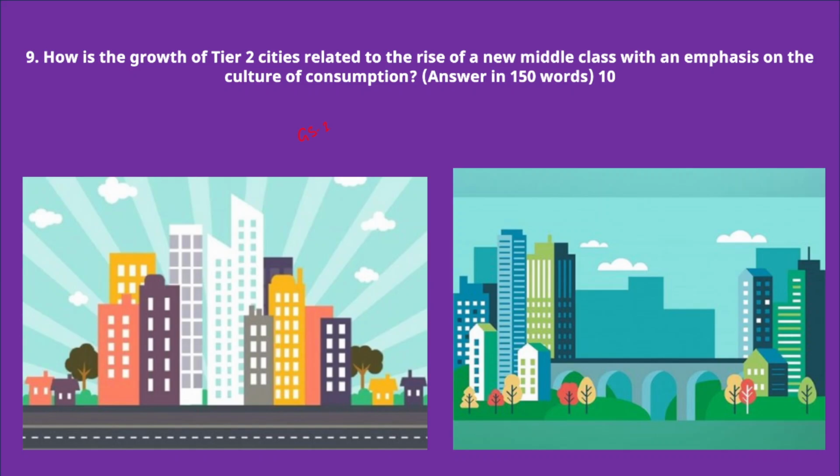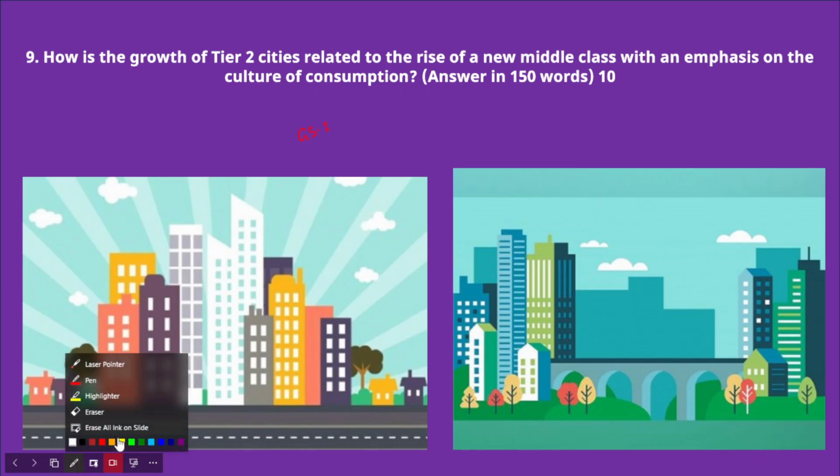So the first question that we are going to discuss here is: how is the growth of tier 2 cities related to the rise of the new middle class, with an emphasis on the culture of consumption? So this question emphasizes the rise or growth of tier 2 cities. With the rise of the new middle class in these tier 2 cities, there is a significant or substantial growth of tier 2 cities as well.